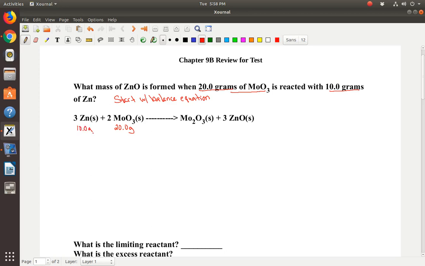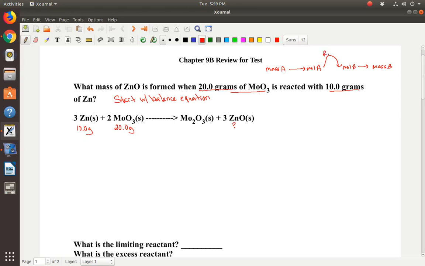And hopefully you can see that this is a limiting reactant question because it's asking me how much zinc oxide can be formed. So we're going to need to do two mass-to-mass questions. And I'm going to go ahead and write the pathway. I really want you to remember the pathway. The mass of A goes to the moles of A, and you use the ratio bridge to get to the moles of B, and then to the mass of B.